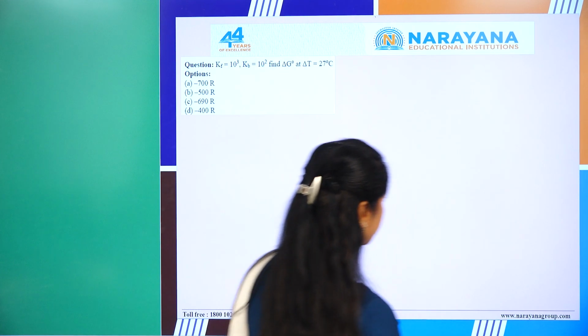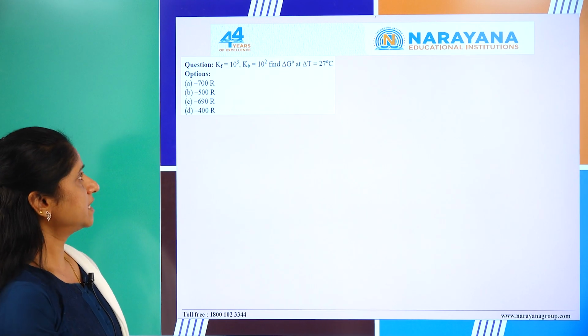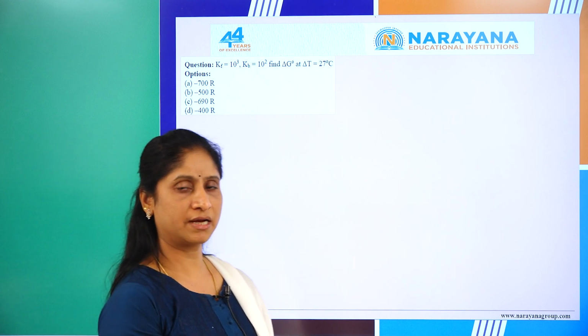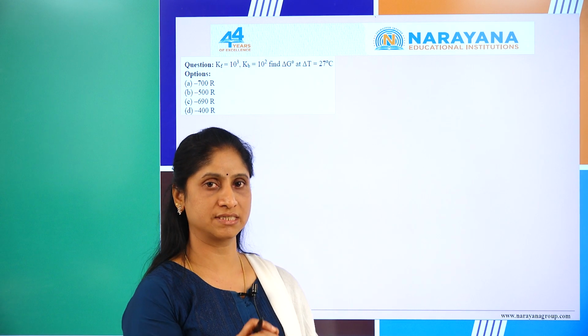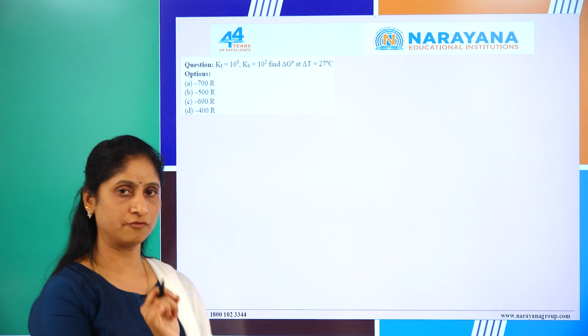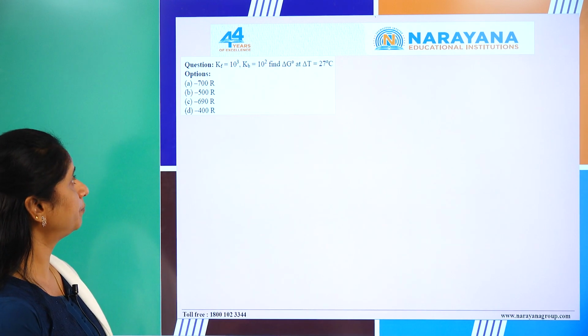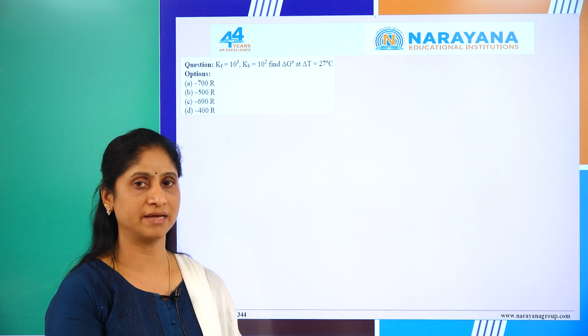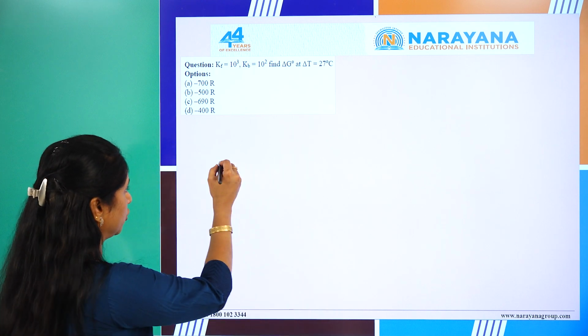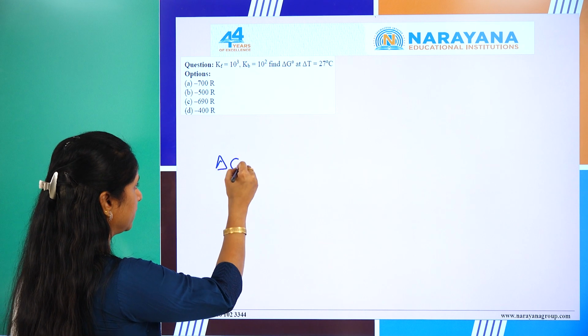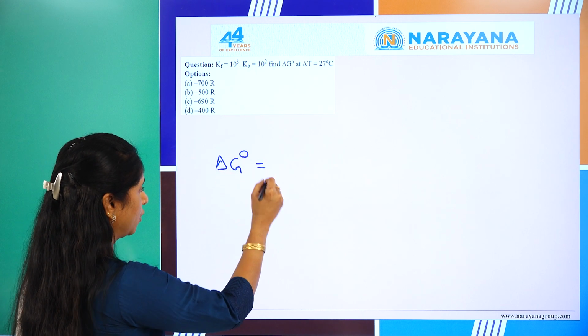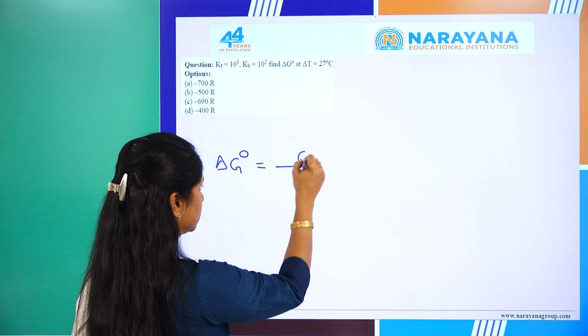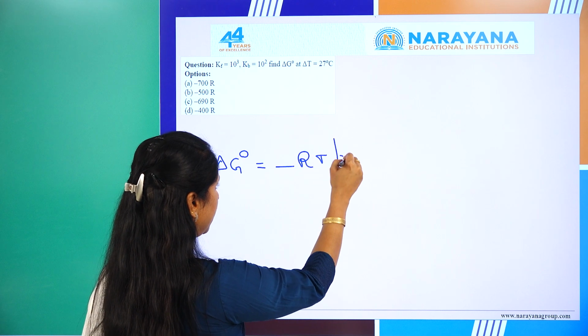Let us see the next question. So see, a very simple question they are asking about. Kf value is given, specific rate constant for forward reaction is 10 cube and specific rate constant for the backward reaction is 10 square is given. Then what is delta G naught? So this is one of the most important relations. Delta G naught is equal to, how it is related with equilibrium constant, minus RT ln K.